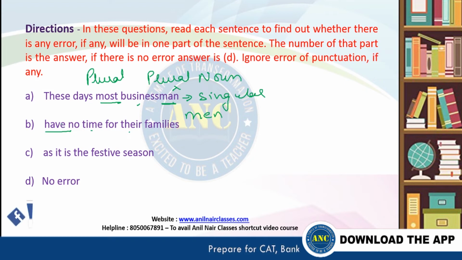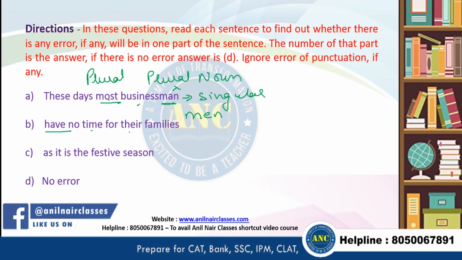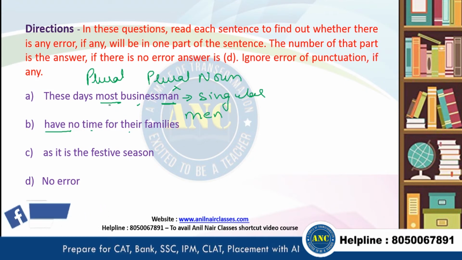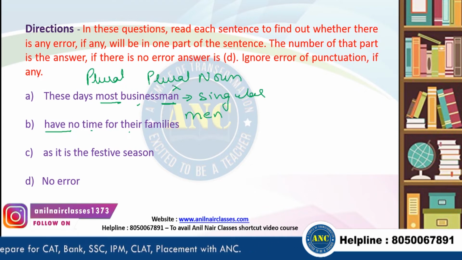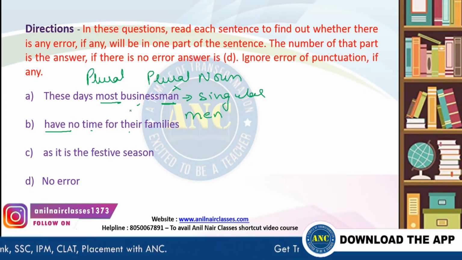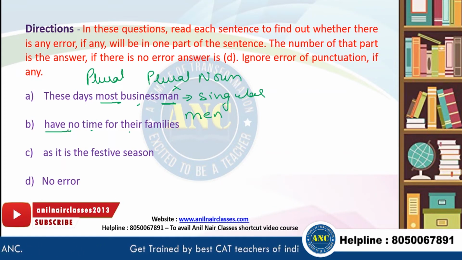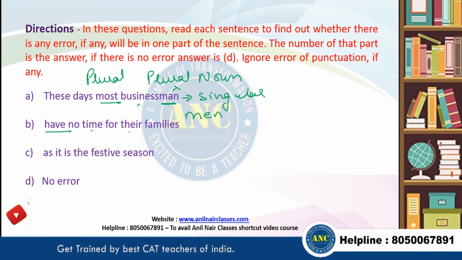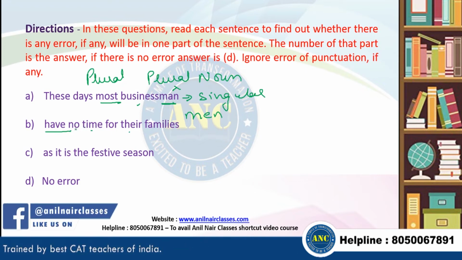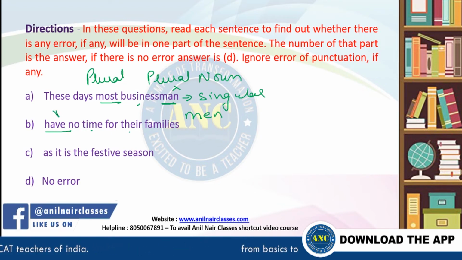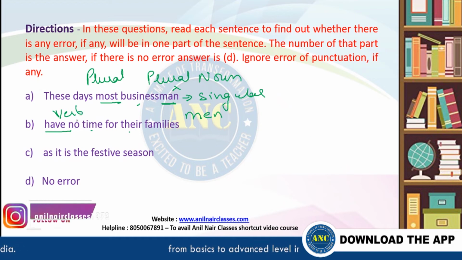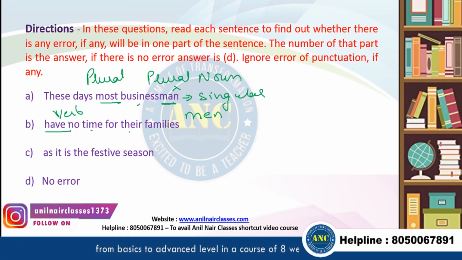See, all the concepts are there. There are two ways to solve this question. One is if you know that after the most you should always have a plural noun. That also makes sense. The other thing is subject-verb agreement. I am teaching you from the very first sentence. What I told is every sentence needs subject-verb agreement. So the verb is have. I'll ask the question, who have no time for their families?